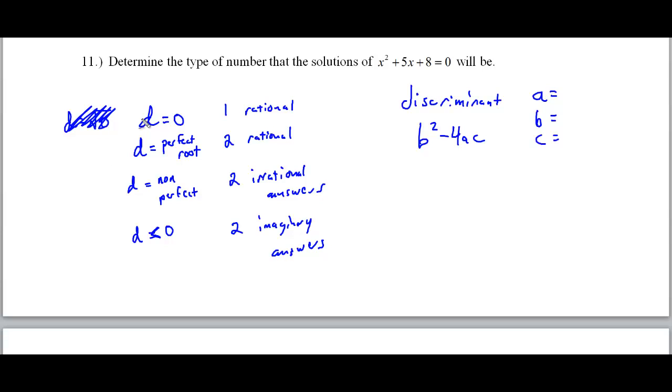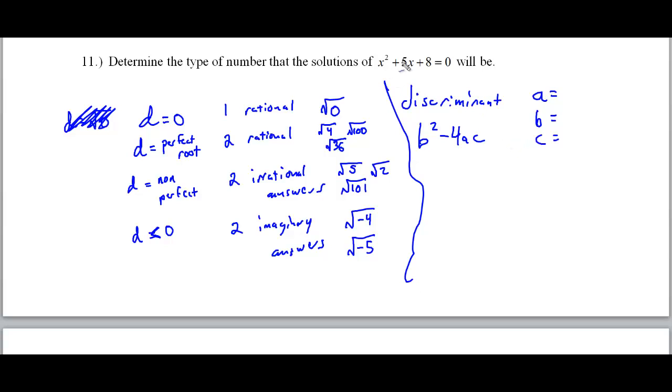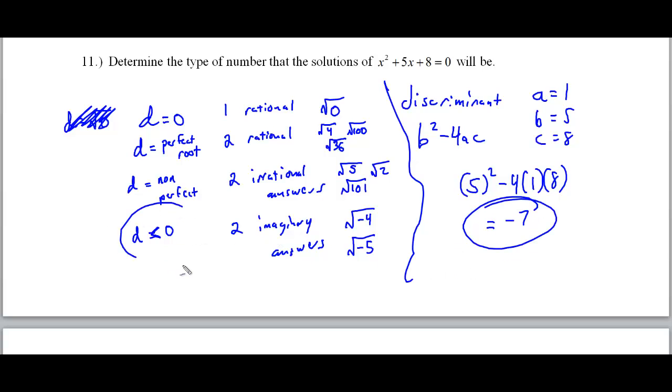So let's give you an example here. Obviously, for the discriminant being 0, an example would be square root of 0. Perfect root would be like the square root of 4, square root of 36, square root of 100. Non-perfect is anything that isn't one of these perfectly rootable numbers, like square root of 5, square root of 101, square root of 2. Two imaginary answers, well, anything that's negative, be it a negative perfectly rootable number or a negative not so perfectly rootable number. So again, going back to my problem here, I have x squared plus 5x plus 8 equals 0. So what I'm going to do is check out my a, b, c, which is 1, 5, and 8. So this gives me 5 squared minus 4 times 1 times 8. And that gives me an answer of, if I type this into the calculator, negative 7. And since this turned out to be a negative, I choose two imaginary answers.